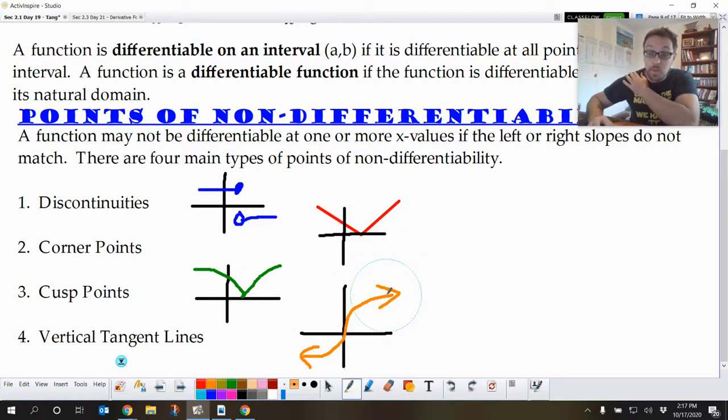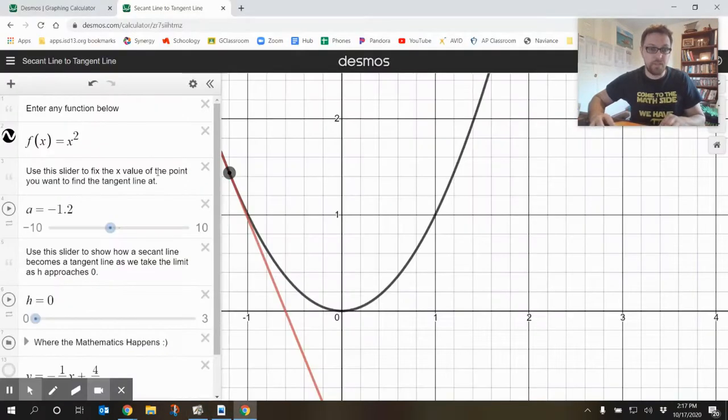Finally, we don't like vertical tangent lines. So this would be like the cube root of x. When it suddenly becomes perpendicular, we run into problems because the tangent line has to bounce from one side of our line onto another side of our line. Let's take a look at what that looks like.